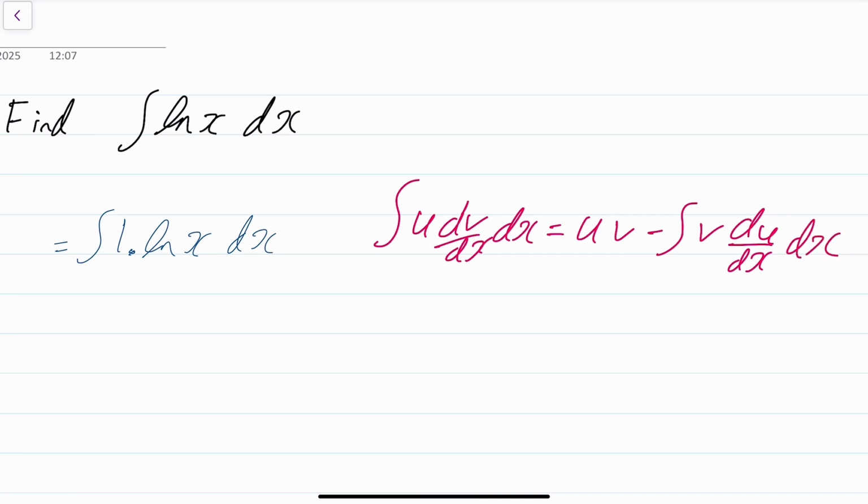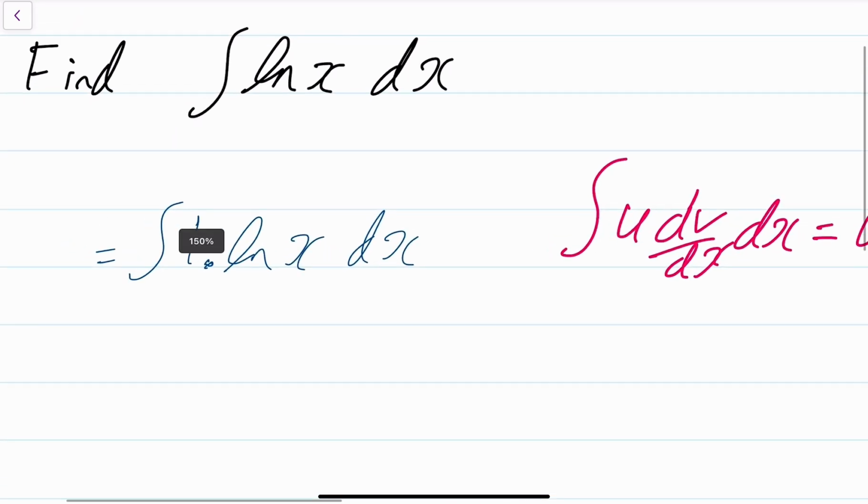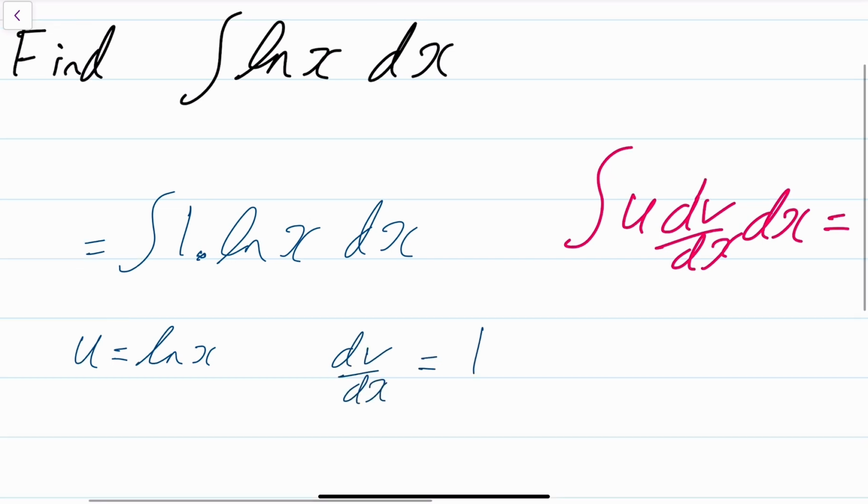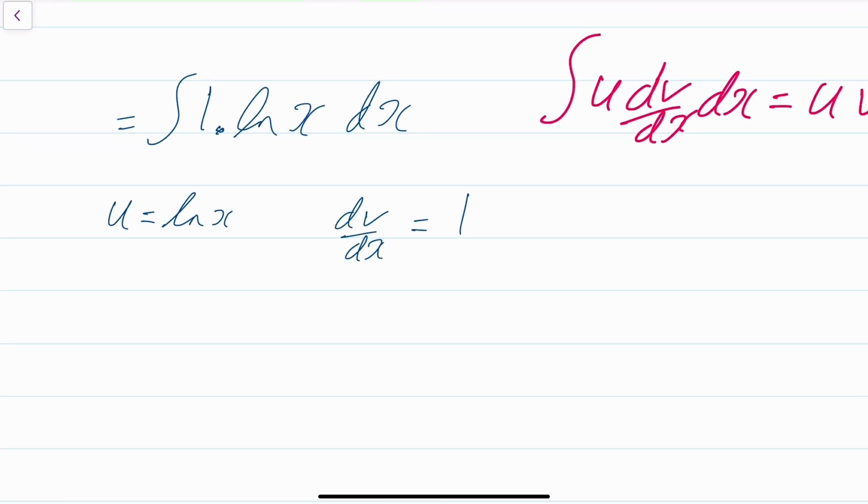Now, generally what you do is you pick the u such that it is a simpler function, so that your du by dx is a simpler function, I should say. And that means this integral here, you can actually integrate. But in this case, this is a very unusual one. Over here, we're actually going to let our u be equal to ln of x, and our dv by dx is equal to 1. And we'll see why that is in a wee second.